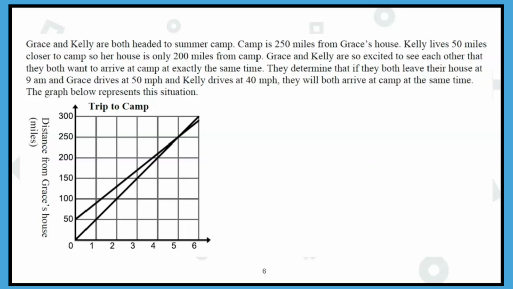So this is the scenario that is used on day 1. Grace and Kelly are both headed to summer camp. Kelly lives 50 miles closer to camp, so her house is only 200 miles from camp. And then they determine that if they both leave their house at 9 a.m. and Grace drives at 50 miles per hour and Kelly drives at 40 miles per hour, they will both arrive at camp at the same time. So these are both linear relationships, but one is a proportional relationship and one is a non-proportional relationship.